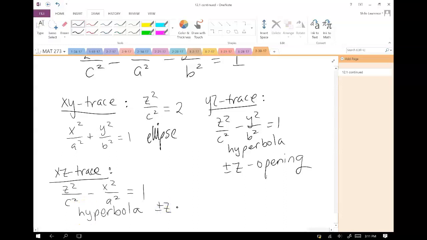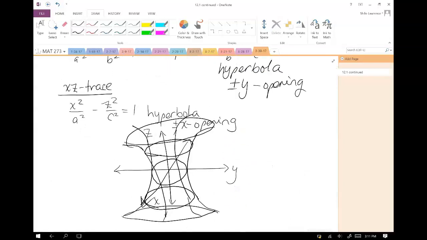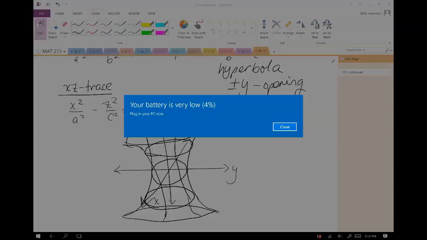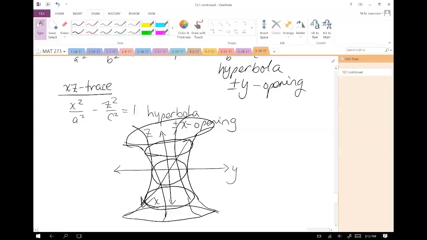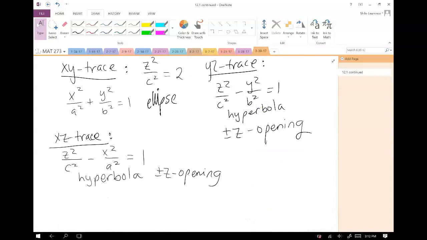This looks exactly like the last one. There's one tiny difference. What's the difference in this? There's one difference in the traces. If you have notes on the last one, in the last one, our hyperbolas opened in different directions. One set of hyperbolas opened in the y direction, the other set of hyperbolas opened in the x direction. In this one, both sets of hyperbolas open in the same direction. We're going to have two bowls.